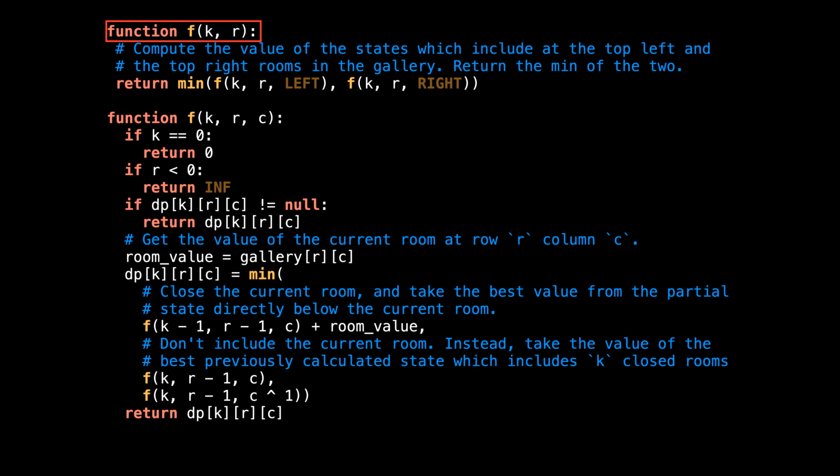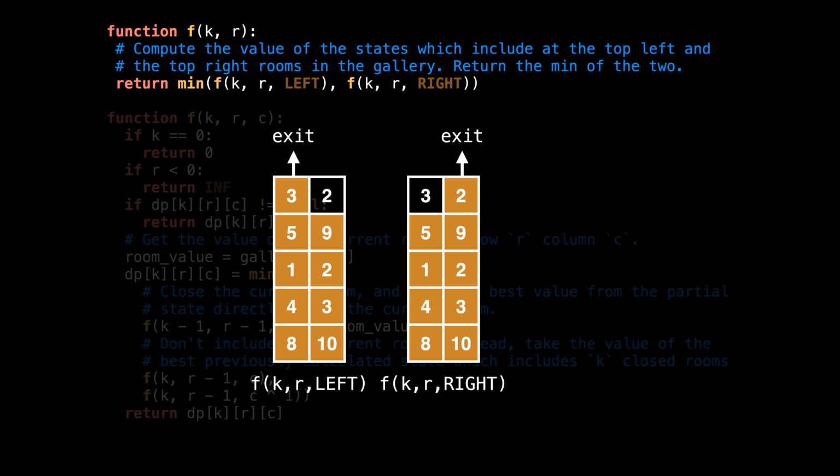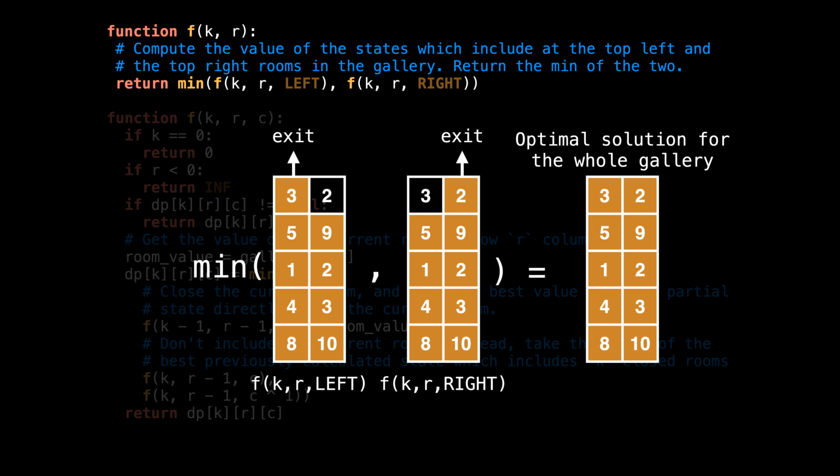Alright, so here we are inside the function f. Feel free to pause the video and try to understand the function before I walk you through it. Inside this function, we're taking the min of the top left and the top right gallery states. If we illustrate this, the function f of k, r, left finds the optimal way to close K rooms while exiting in the top left room, and f of k, r, right finds the optimal way to close K rooms without blocking a passage through the gallery while exiting using the top right room. So together, these find the optimal solution for the whole gallery when we take the minimum of the two.